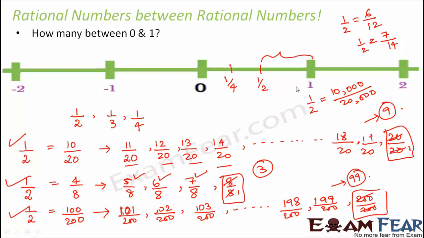So when we say between 0 and 1, you actually have infinite rational numbers. Right? So this very clearly proves that there exist infinite rational numbers between any two rational numbers. Because the beauty of a rational number is that it is the ratio of two numbers, so it can be represented in plenty of ways.